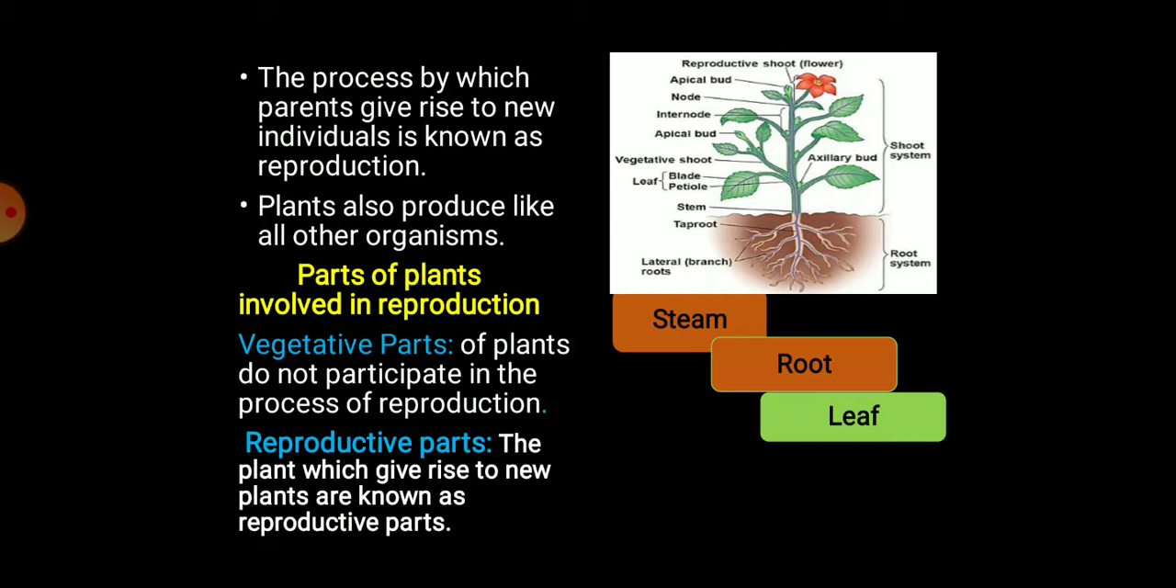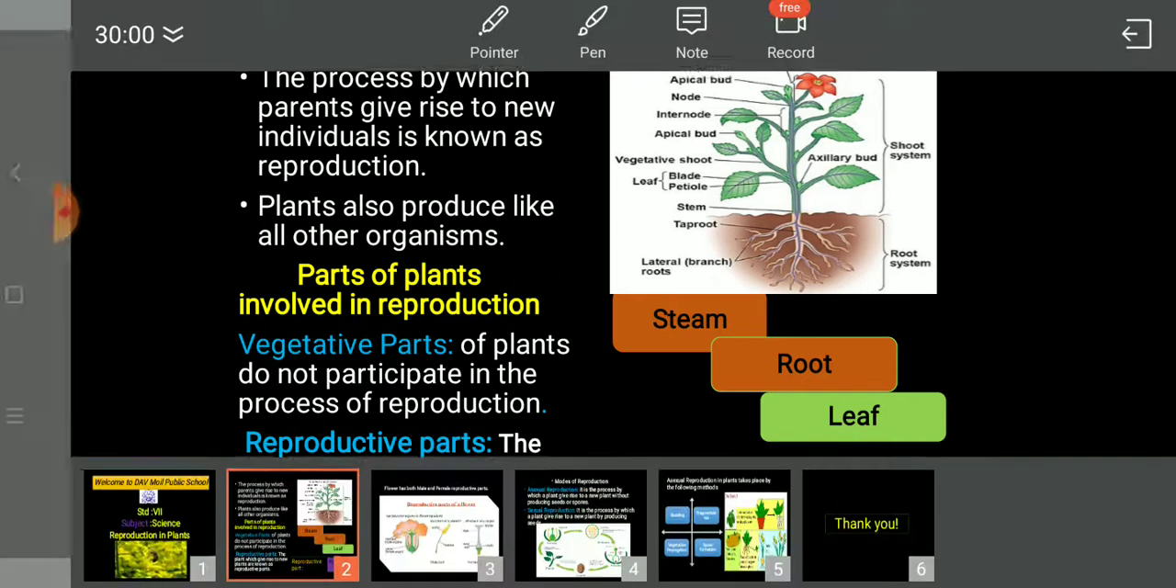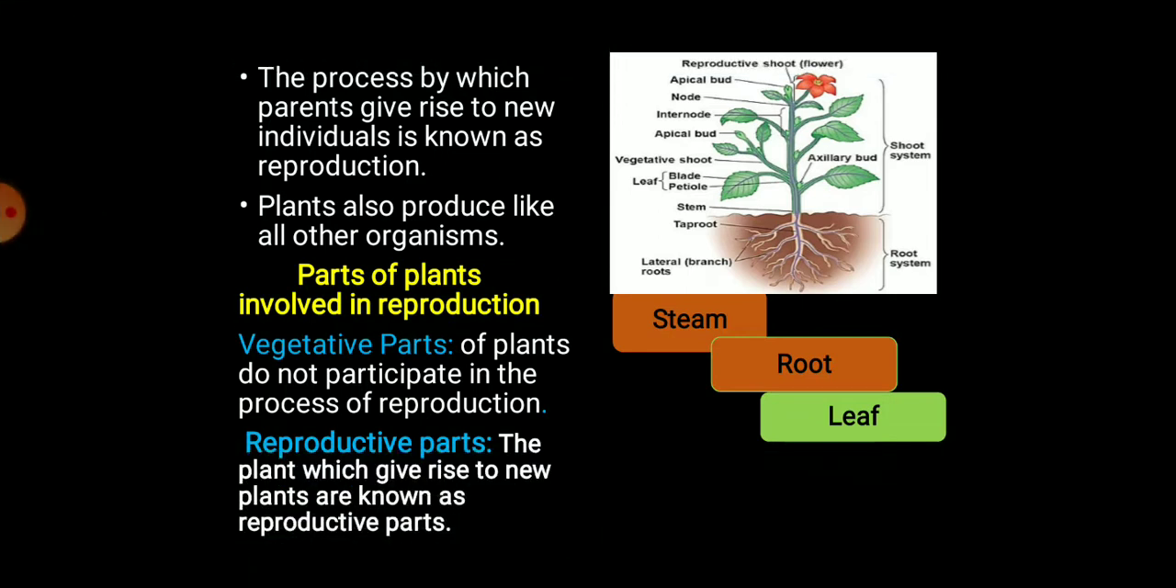Now, plants also reproduce like all other organisms. Just now I gave an example: one male sheep and another female sheep, when they fuse together to form a new baby sheep, that is reproduction. The similar thing is happening in the case of a plant also. We will see how exactly a new plant grows in this video. Now, parts of plants which are involved in reproduction. What are the different parts which are involved in reproduction? We have categorized these parts into two: first, the vegetative parts, and the other, the reproductive part. The vegetative parts of a plant do not participate in the process of reproduction.